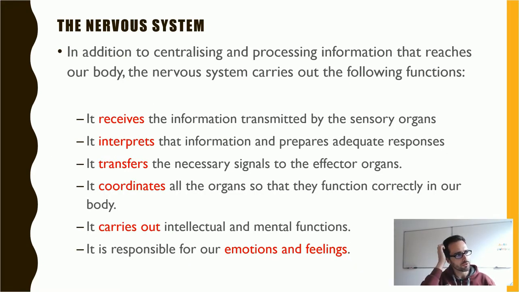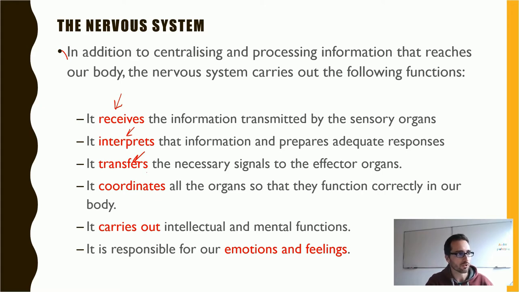So, the nervous system. These are the functions of the central nervous system. Just for summarizing, it receives, this is the first one, the information transmitted by the sensory organs. It interprets that information and prepares an adequate response. It transfers the necessary signals to the effector organs.